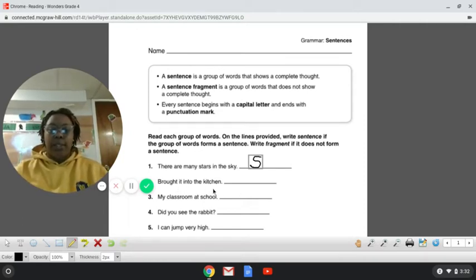Brought it into the kitchen. Brought what into the kitchen? Who brought something into the kitchen? I'm a little confused, so I'm going to say that's a what? Fragment.